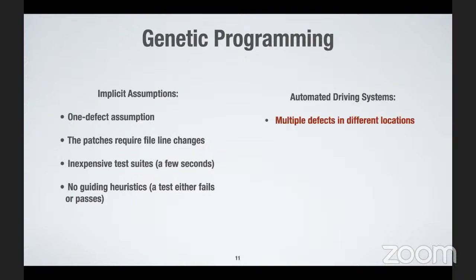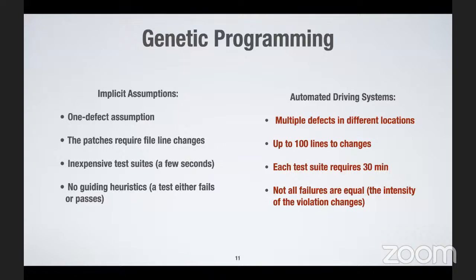However, for our case studies, we notice that we have multiple defects in the same system, so we have to consider this new assumption. Second, we also find that in our context there are multiple lines that need to be changed, not only a few lines, so the size of the patch is also pretty large. And most critically, the test suite is very expensive. For each patch that we generate, we need to wait 30 minutes to get the results of the test suite, which makes it almost infeasible to apply a population-based approach or genetic programming.